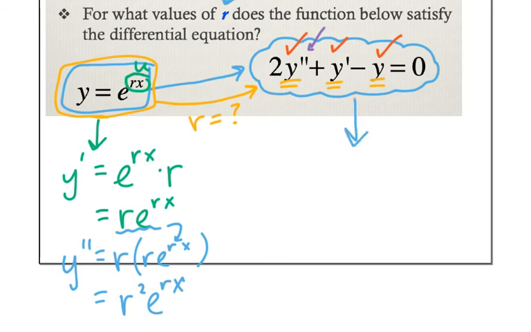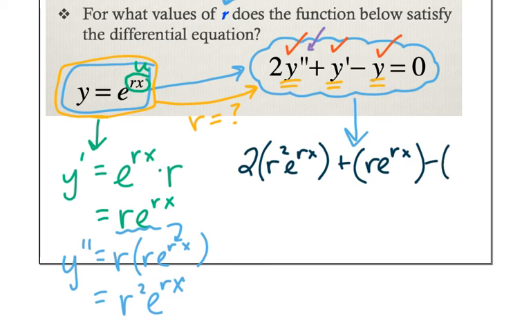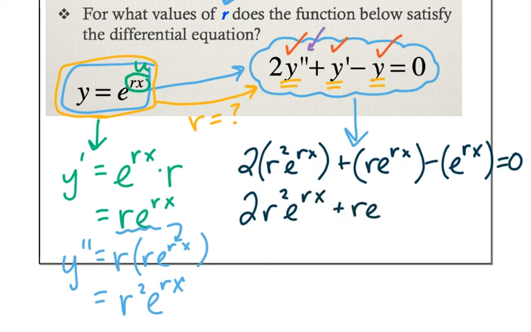Now we're just going to plug everything into here and see if it really does work. And if it does work, we should be able to solve for r. Here we go. 2 y double prime was r squared e to the rx, plus y prime was r e to the rx, minus the original y expression was e to the rx, and set that equals 0. Okay. Well, that 2 in the front, I'll clear that out. That's 2r squared e to the rx plus r e to the rx minus e to the rx.